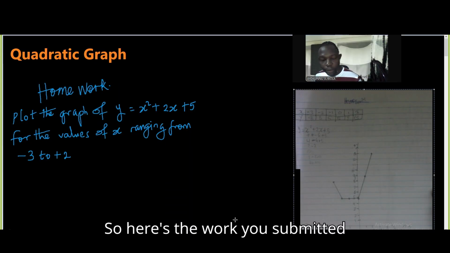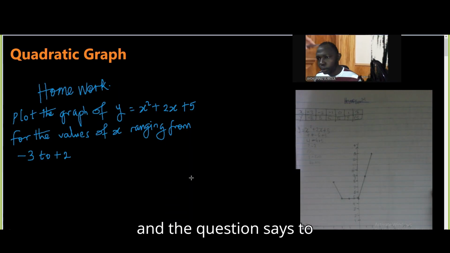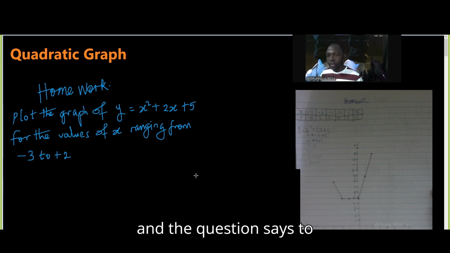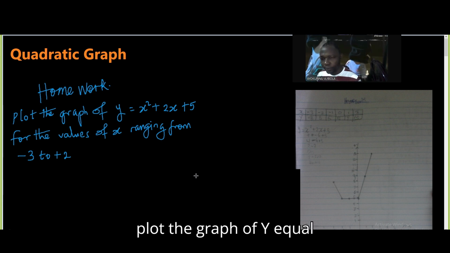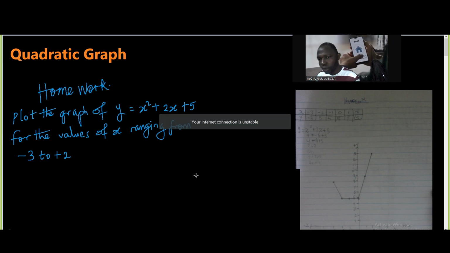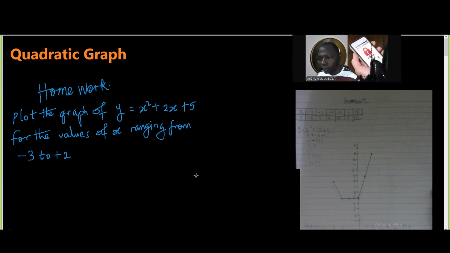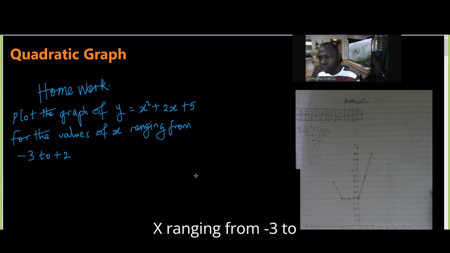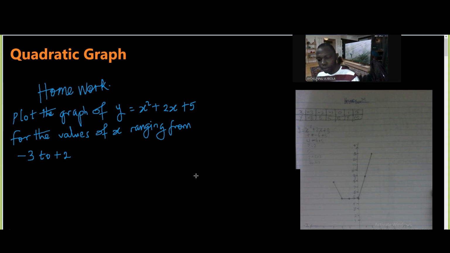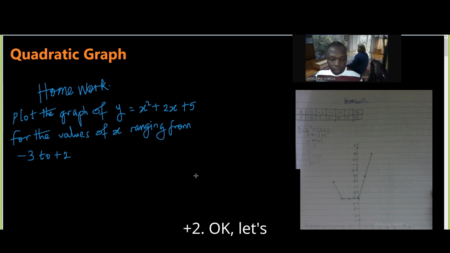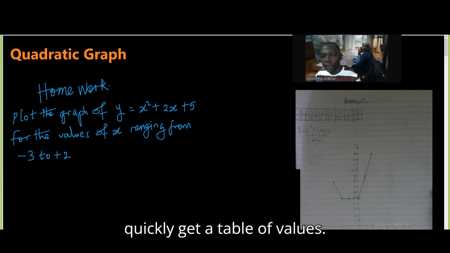So here's the work you submitted, and the question says to plot the graph of y equal to x squared plus 2x plus 5 for the values of x ranging from minus 3 to plus 2. Okay, let's quickly get a table of values.